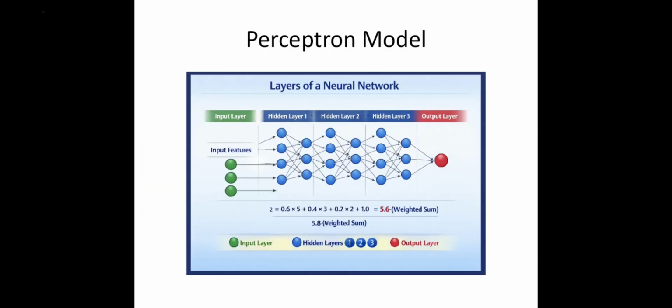Let's begin with the perceptron, the simplest building block of a neural network. A perceptron takes inputs, multiplies them by weights, adds a bias, and passes the result through an activation function. If the output crosses a threshold, the neuron fires. This model is powerful for basic binary classification, but it cannot handle complex problems without hidden layers.